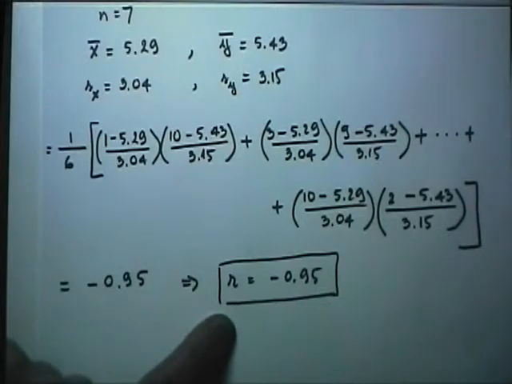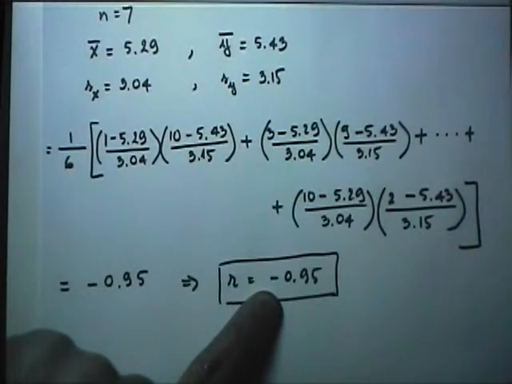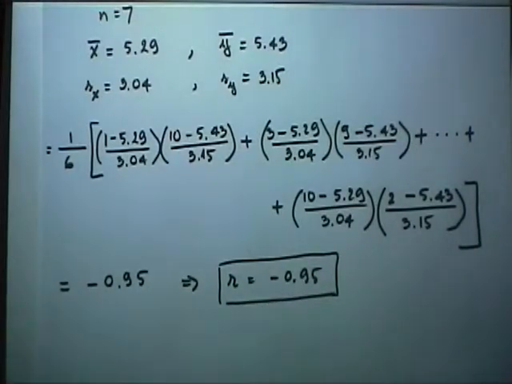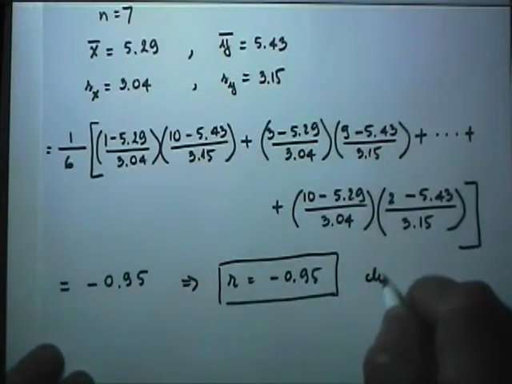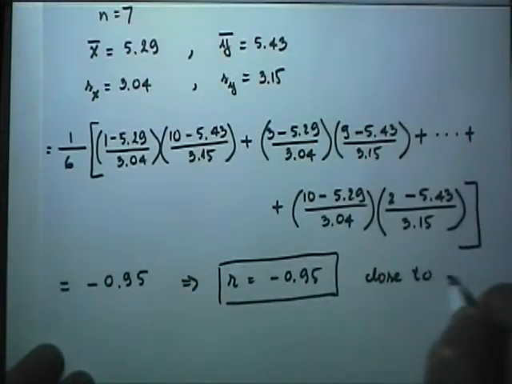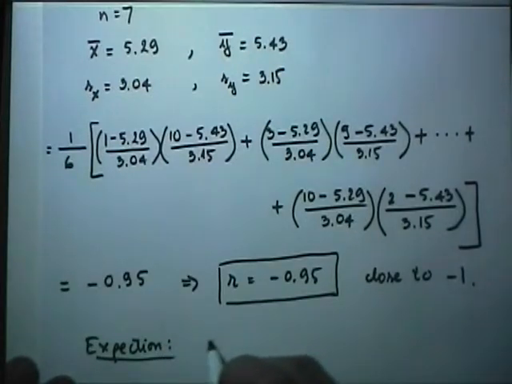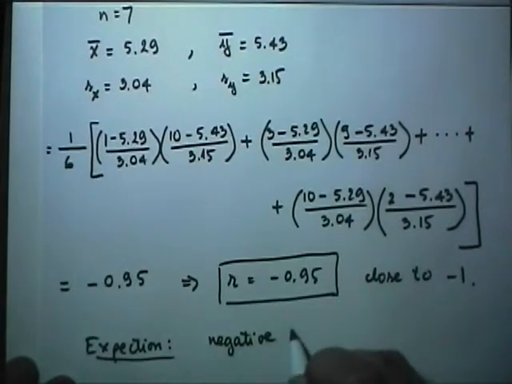So let's see some interpretation of this R value. This time, I see a negative answer, and furthermore, the value itself is quite close to -1. So what's the expectation here? The expectation is that it's a negative relationship.